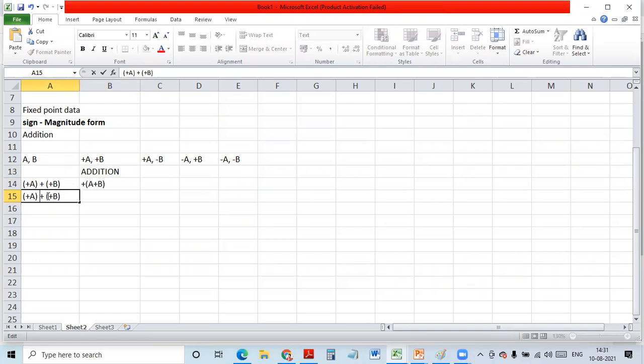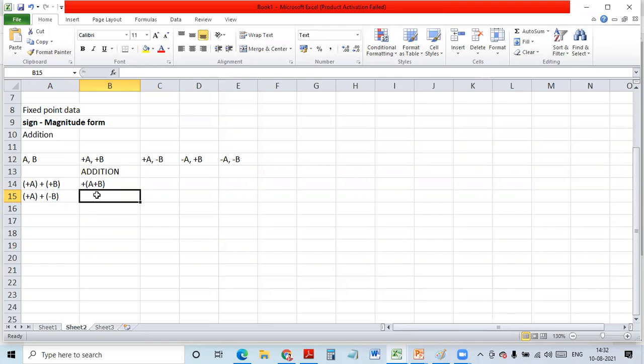Let us take the second possible case where my first number is plus A and my second number is minus B. In this case, what is the result of the operation with respect to magnitudes? A minus B. And what is the sign of the result? It's the sign of the greater of either A or B.